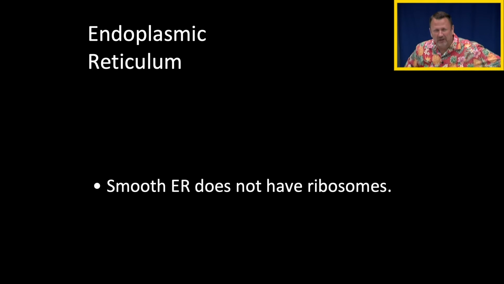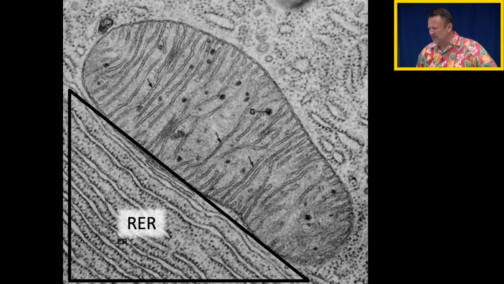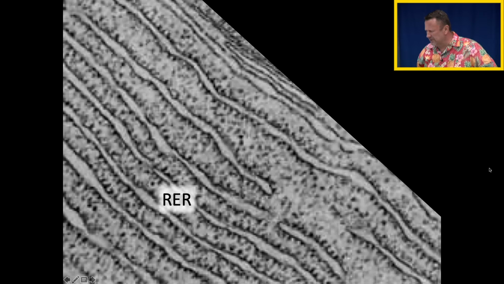Smooth endoplasmic reticulum is smooth because it doesn't have ribosomes. And so here's my electron microscope image of rough endoplasmic reticulum. And let's make that a little bigger. Okay, and so see all these little spots? They're inside the endoplasmic reticulum. This is the extracellular space. See those clear places? That's the extracellular space. And then this is the endoplasmic reticulum.